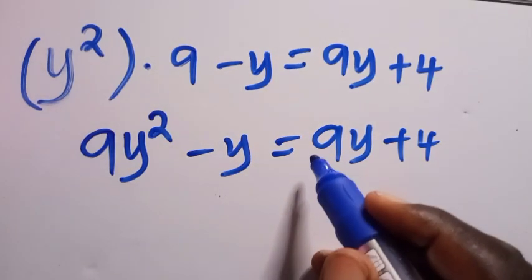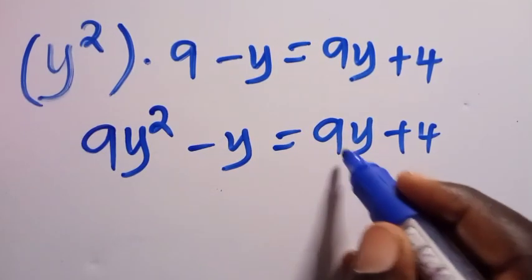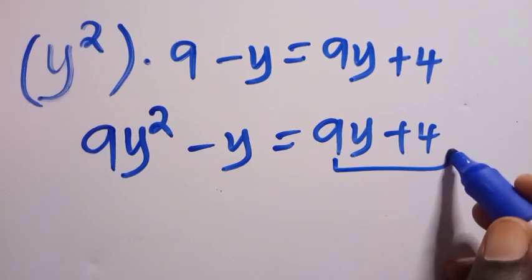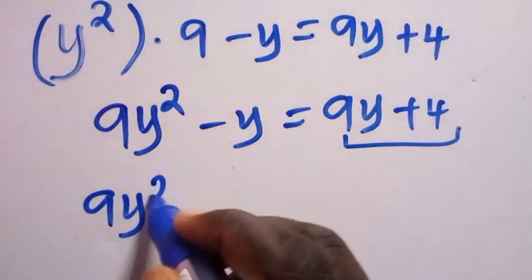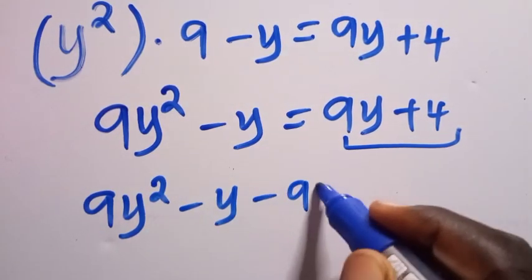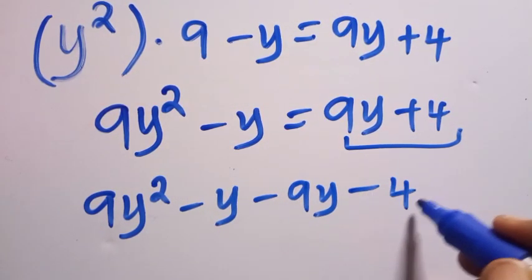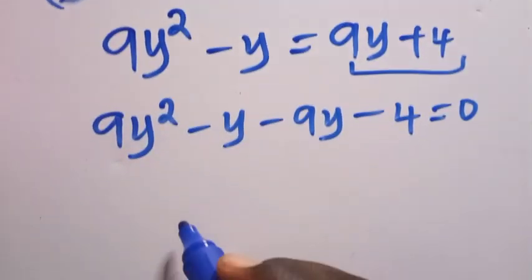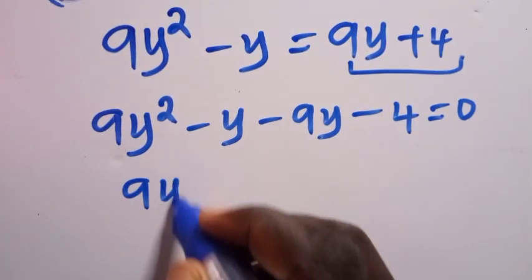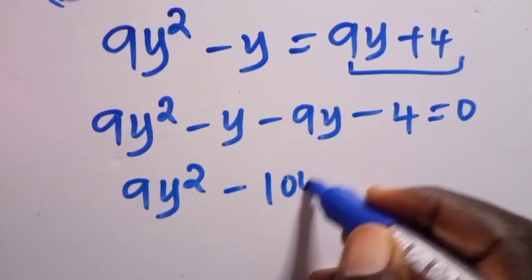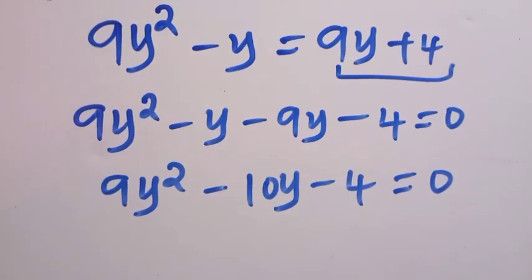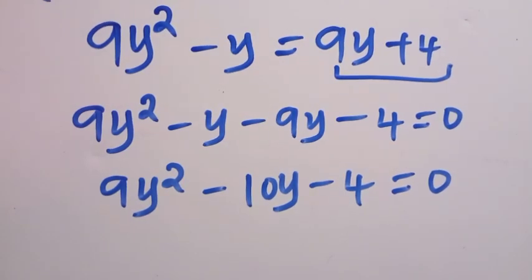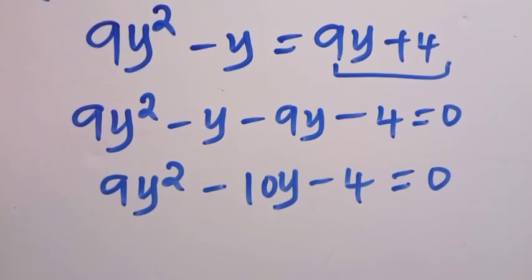Now, at this point, let me collect the like terms, or let me bring everything that is on our right-hand side to the left-hand side. Therefore, I shall have 9y squared minus y minus 9y minus 4 equals 0. Now at that point, we shall have 9y squared minus 10y minus 4 equals 0. Reaching this point, we have a quadratic equation. Now we can use the quadratic formula to solve for the value of y.